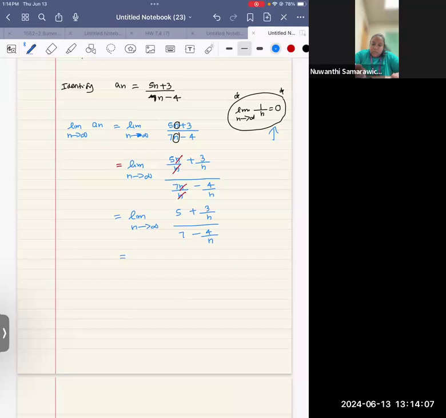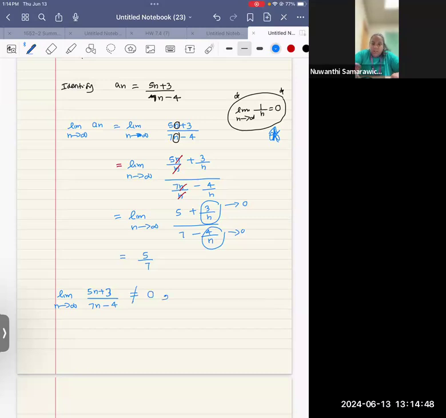Okay, so this means when n approaches infinity, this whole thing goes to 0 by using this theorem. So you will have 5 over 7. Now is this 0? No, this is not 0. So the limit as n approaches infinity of (5n + 3)/(7n - 4) is not equal to 0.